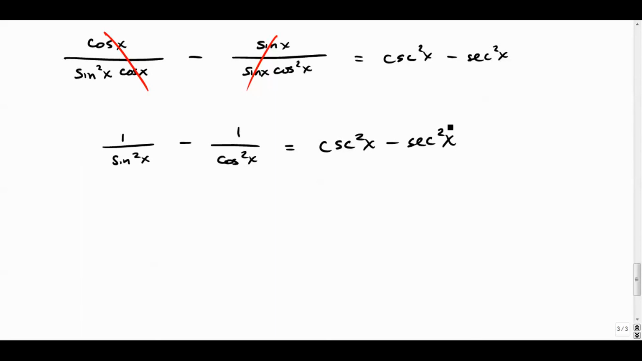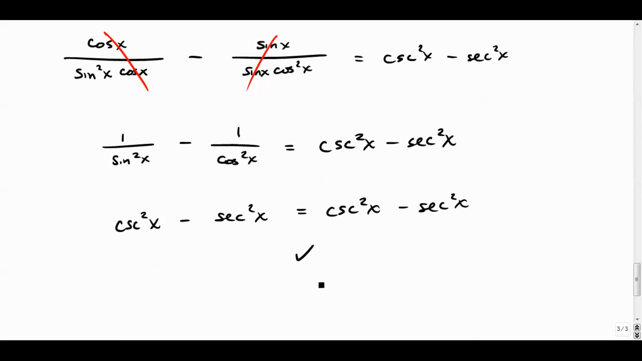And I'm bringing my right hand side down every time. Just reminds me what I need to get it equal to. So 1 over sine, well, that's cosecant, and there's a squared on the bottom, so we square that as well. This is secant squared. So that's kind of nice. That works out pretty nicely.